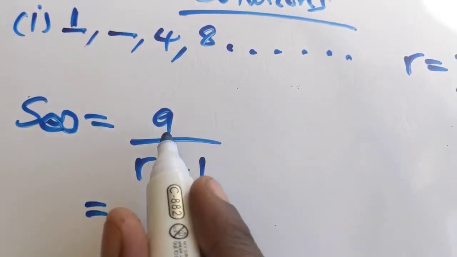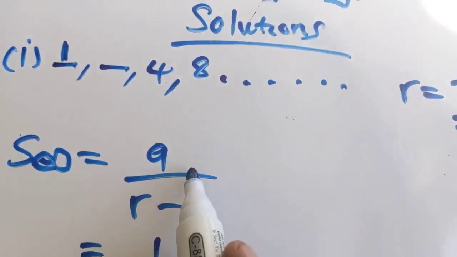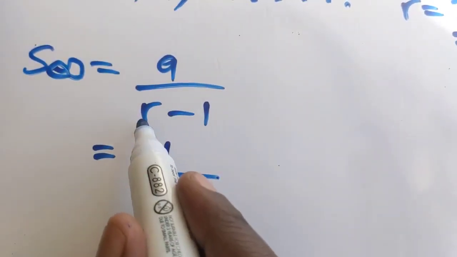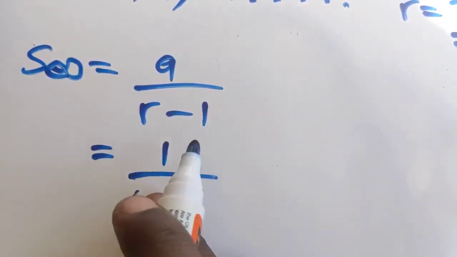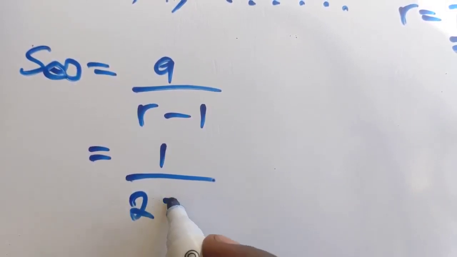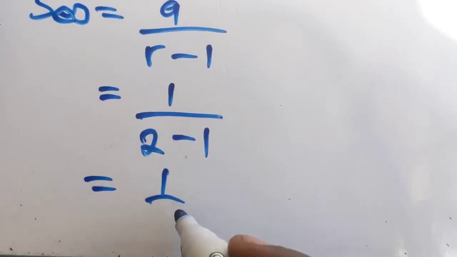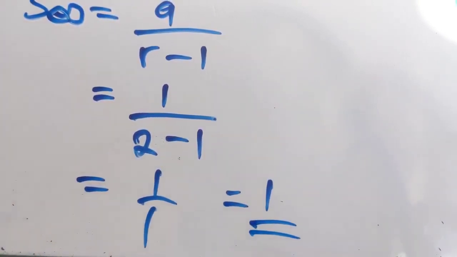So the first term, we know that it is 1. We had found that it is 1, that is our first term. R is 1, so you just put 1. Or you just put the common ratio, which is 2 minus 1. So we know that it is 1 over 1, which is actually 1 as the answer. As simple as that. So you get all these marks.